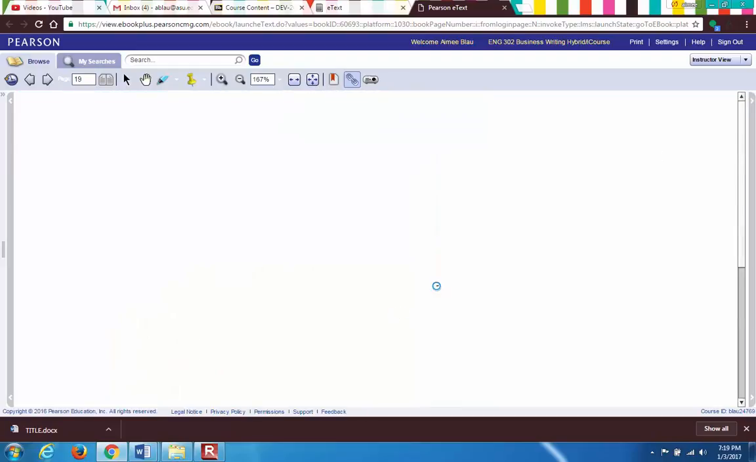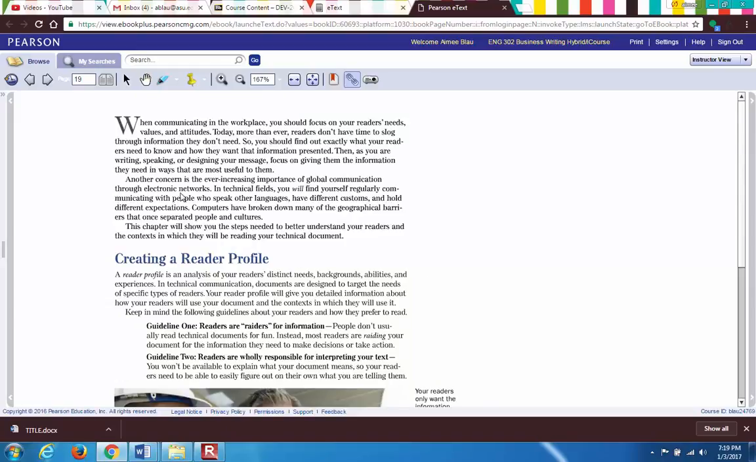So the first thing that the chapter talks about is the idea that in the business world we don't read every word. We don't want to read more information than we absolutely need. So you need to figure out what exactly your readers have to know, and then you need to present it in a way that they can quickly find out what the information is.